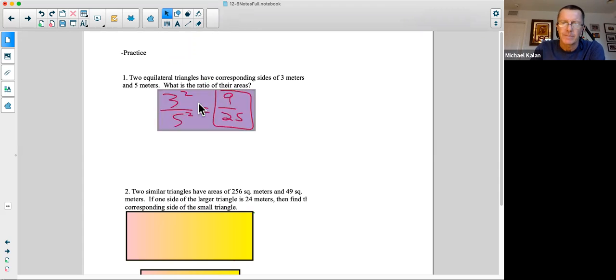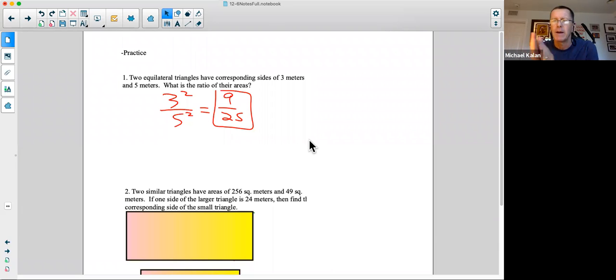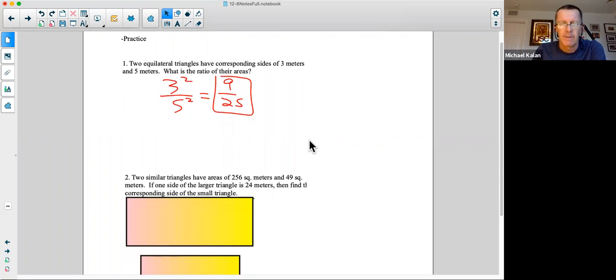All right, well, hopefully, since we know that the ratio of their areas is the square of the ratio of corresponding sides, and the corresponding sides are 3 and 5, we just have to square 3 over 5, which is 3 squared over 5 squared, which is 9 over 25. Yay, I hope you got that one. Woo-hoo. Okay, awesome. They're going to get harder, I promise.